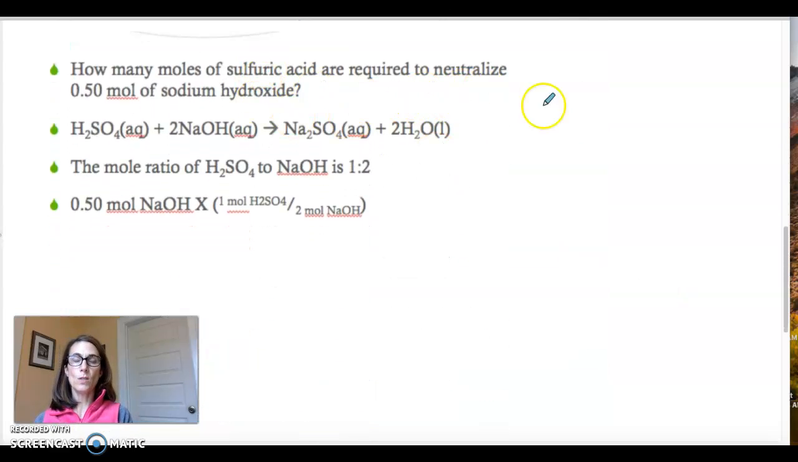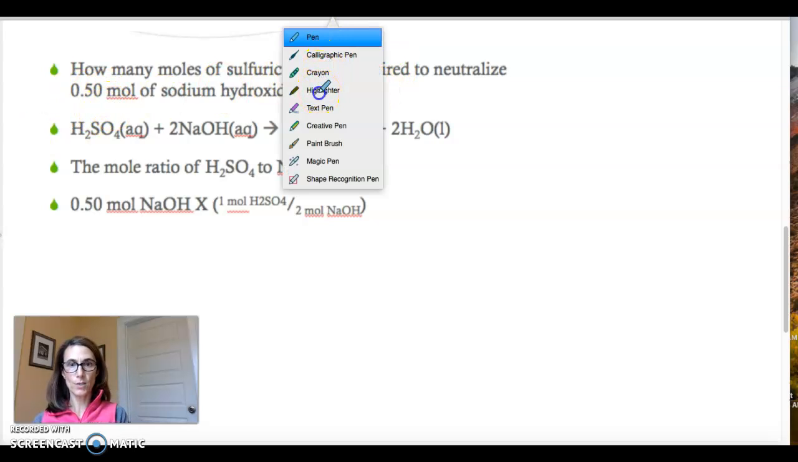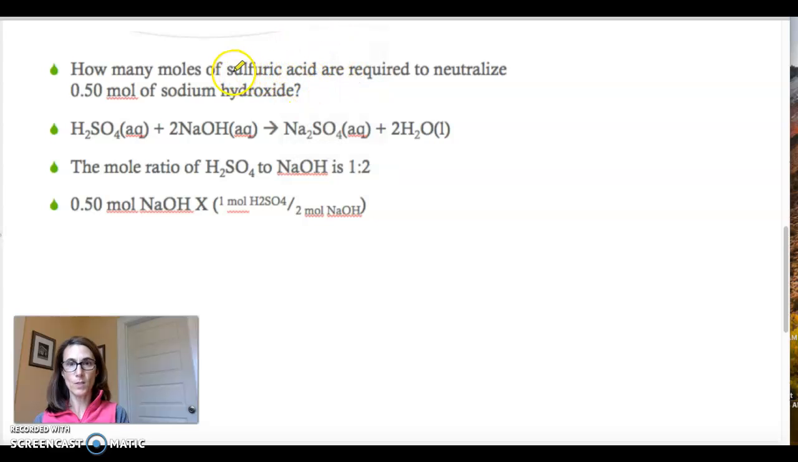So this brings us to some titration calculations. How many moles of sulfuric acid, that's this guy? Let's use our highlighter so we know what the names of these substances are. Sulfuric acid, which we should know anyway because acids start with that H. How many moles of sulfuric acid are required to neutralize 0.50 moles of sodium hydroxide? So this is our sodium hydroxide.